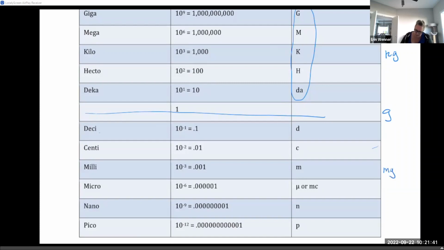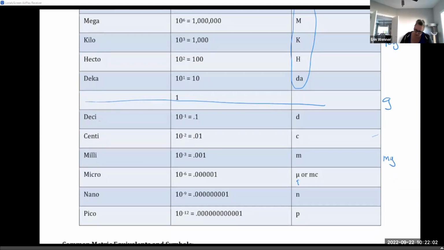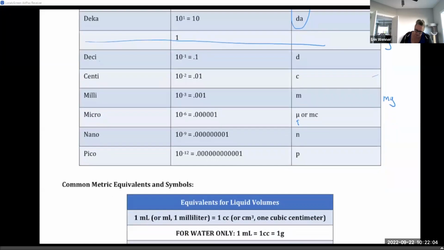We have micro, and I want to show you that there is this weird kind of like U symbol, which means micro, or they also see it as MC, and then nano and pico. Again, most commonly we're going to be from kilo to milli, but we may get outside of those a little bit. So we've got some metric equivalents.